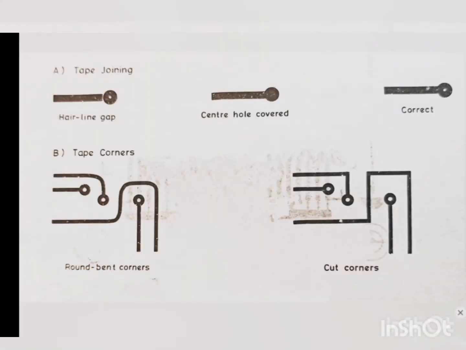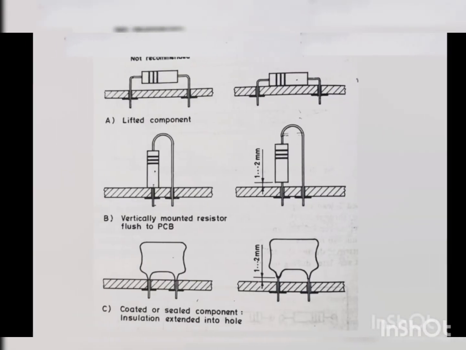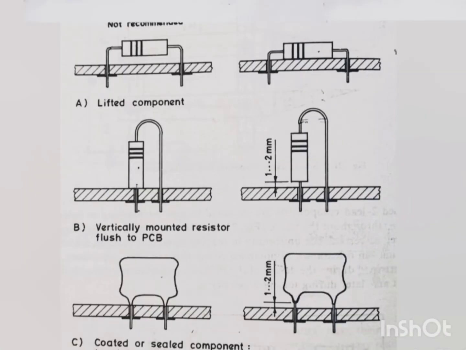You can have tape joining in this form, left hand side with round bend corners or cut corners. Cut corners look decent. Cut corner means normally it is 90 degrees. Either we can use it to do this. Nice will be if you take the cut corners. It looks very decent and nice. Okay, let's go ahead. Even when we come to the mounting of transistors, if you see the left hand side, these are not recommended, right hand side is recommended.